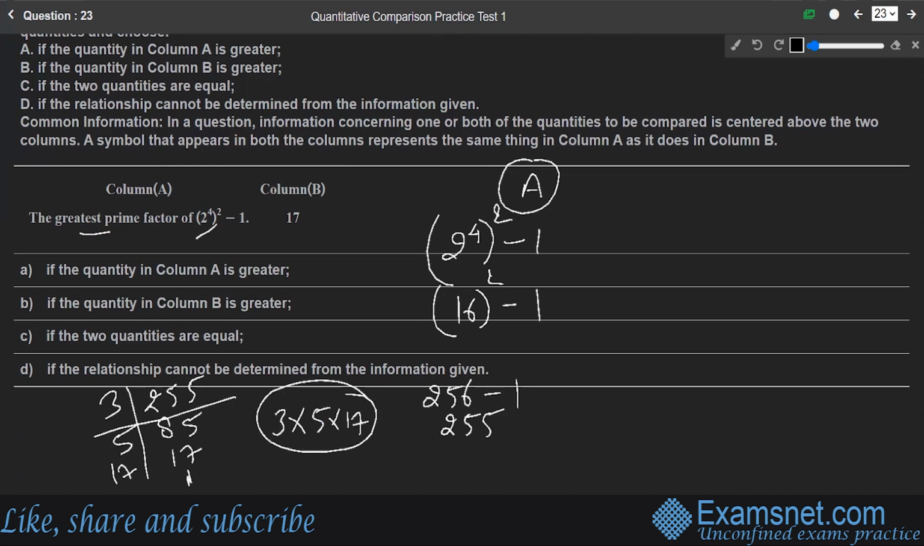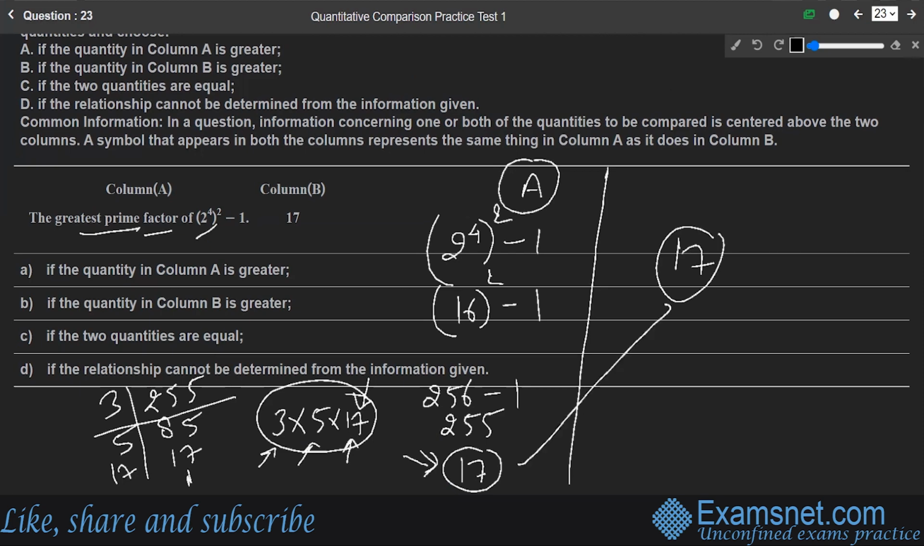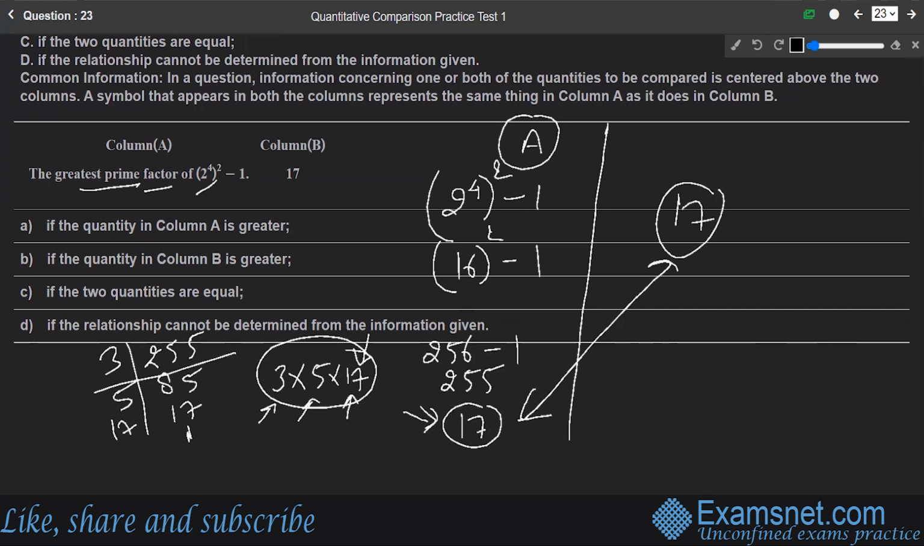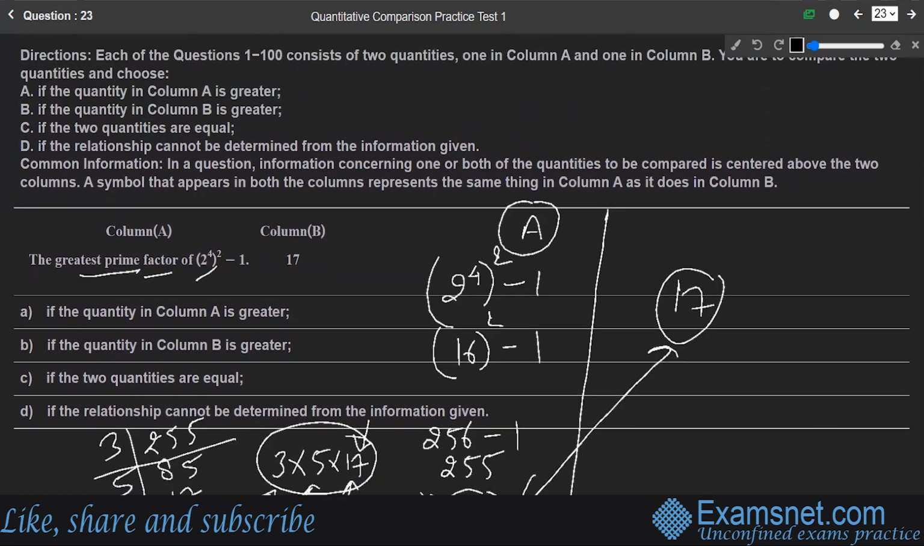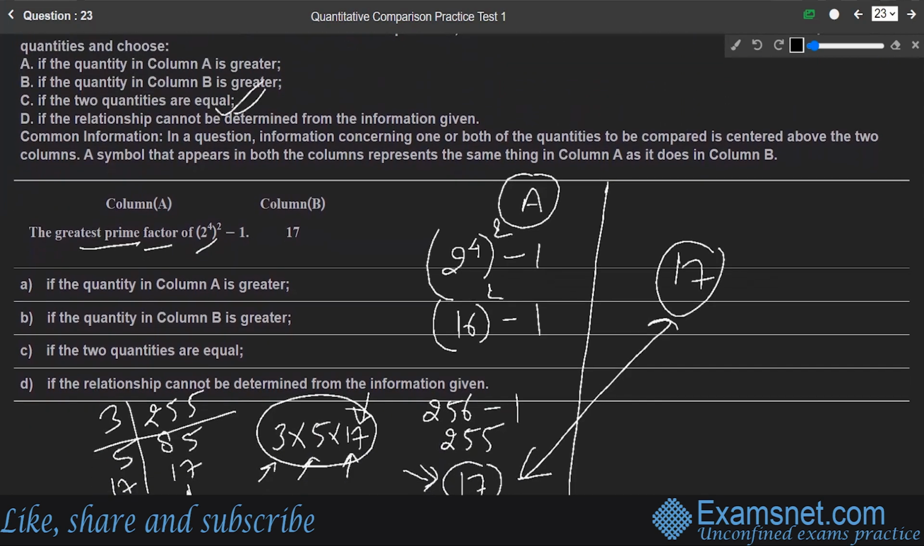He has asked for the greatest prime factor. So which is greater? Obviously all these three numbers are prime numbers. Which is the greatest out of them? That is 17. So the final value for column A is 17. Now let us see what is the value in column B. They have just mentioned 17. So 17 and 17 are equal. So obviously the quantities of column A and column B are equal. So the right answer becomes option C.